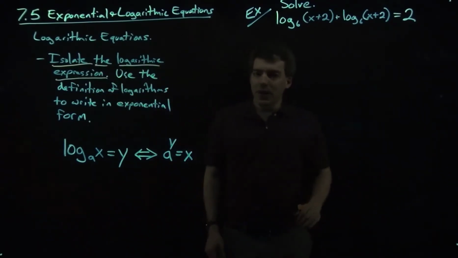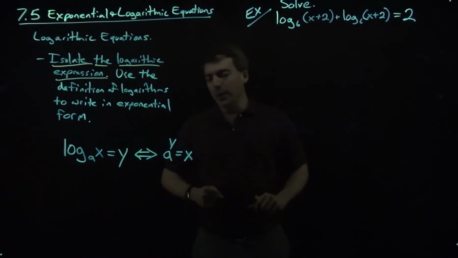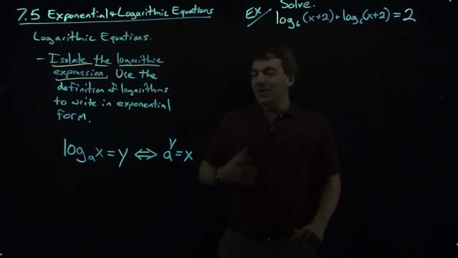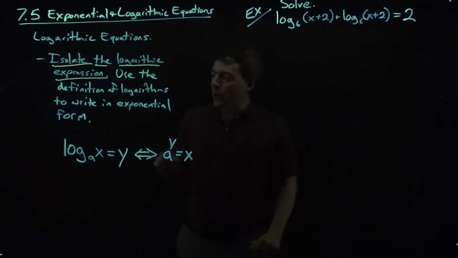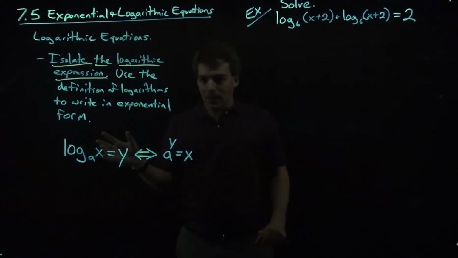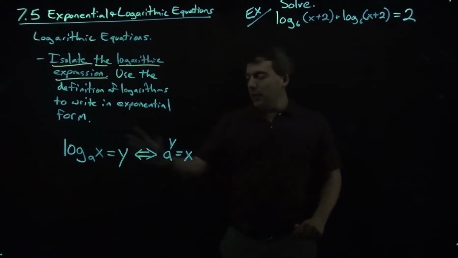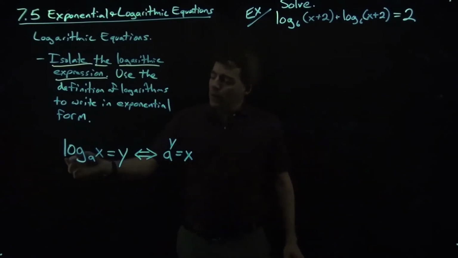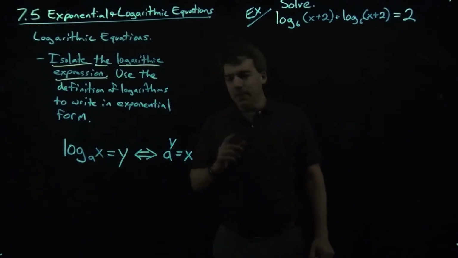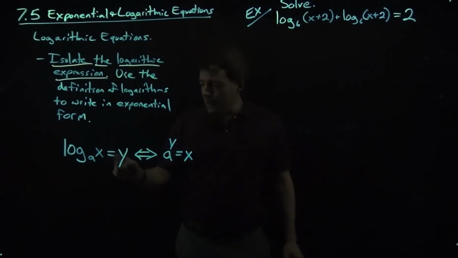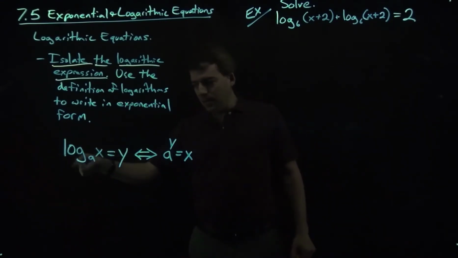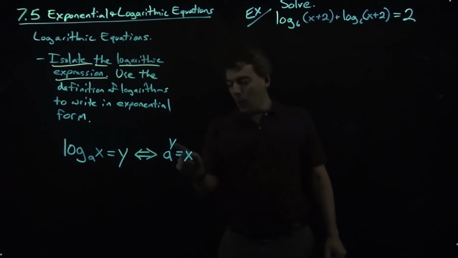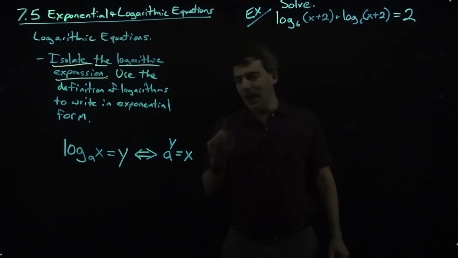That might require using our ability to condense a logarithmic expression using the three properties that we've seen before. Once we've done that, we want to use the definition of logarithms to write the equation in exponential form. And recall what that is. Log base a of x equal to y means that y is the exponent on a that gives us x. Written in exponential form, a to the y equals x.